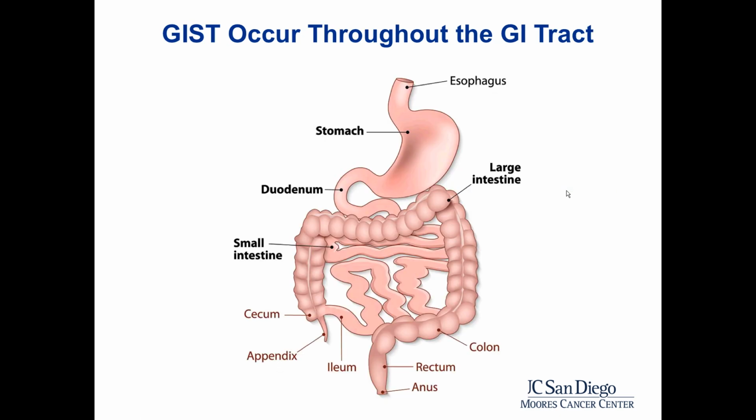GIST can occur throughout the GI tract. We know that it occurs anywhere from the esophagus to the stomach to the duodenum, which is the first portion of the small intestine, to the remainder of the small intestine, all the way into the colon, as shown by the area designated large intestine, and then finally it can occur in the rectum.